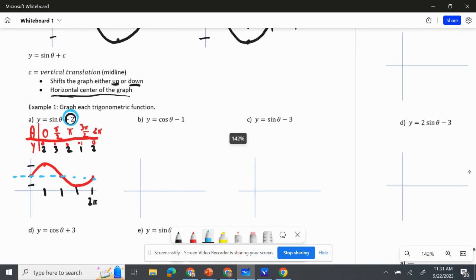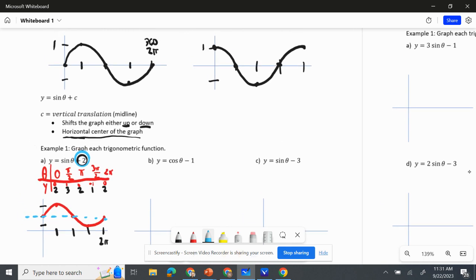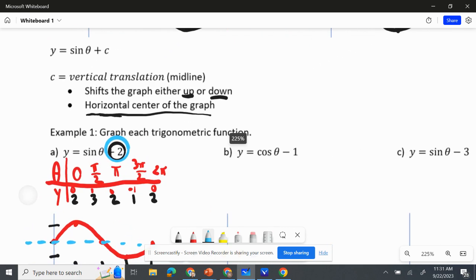So if we look at our original graph, it looks identical. The only difference is that in the original, the midline is at 0. And then with the positive 2, it's shifting the graph. So it looks identical, and it's just going up 2. So let's look at cosine.